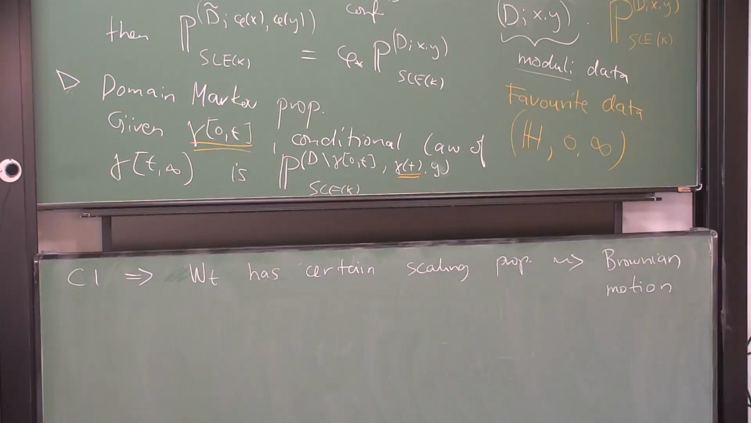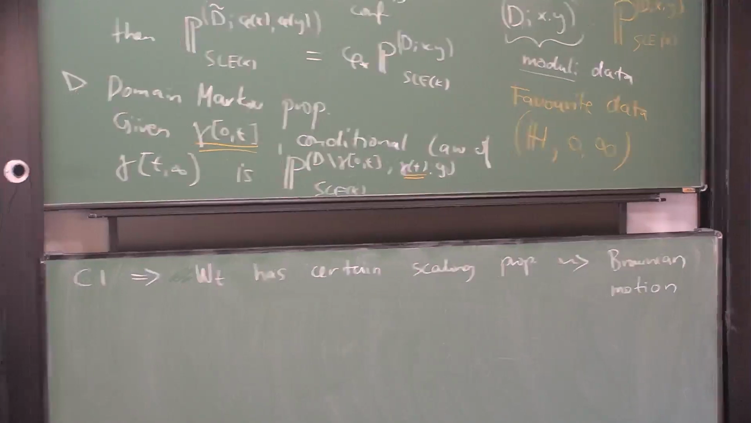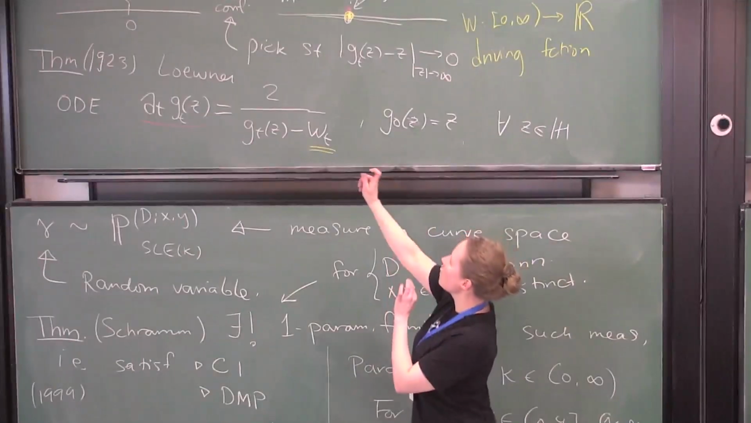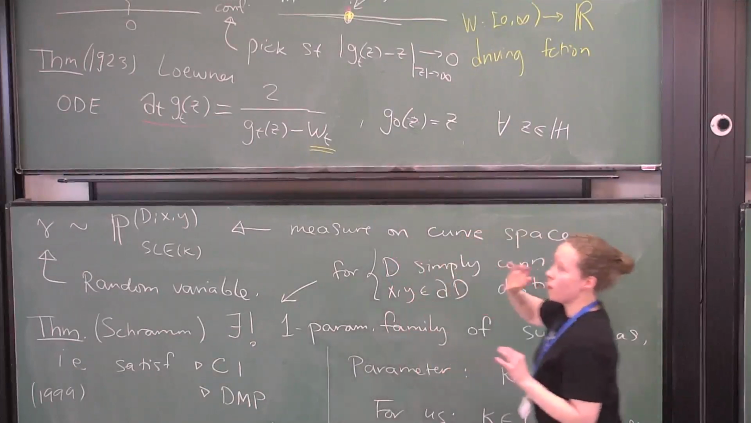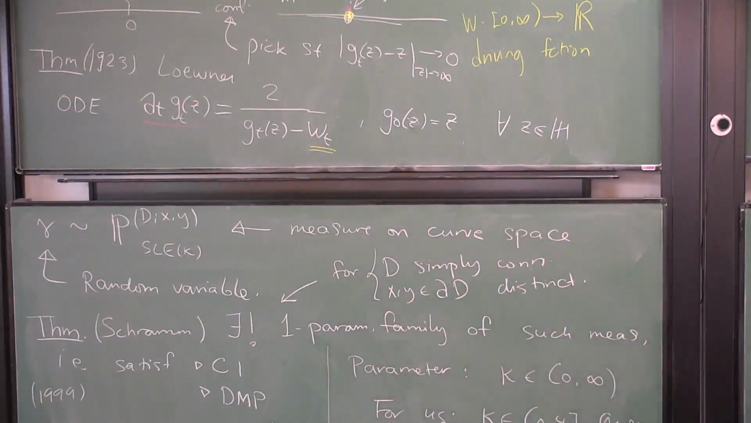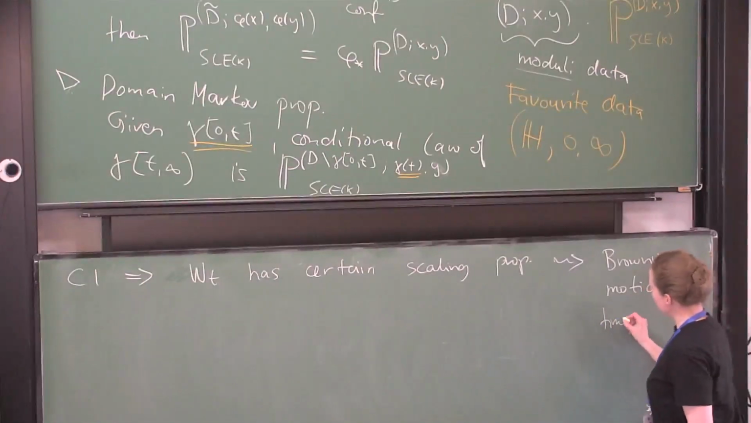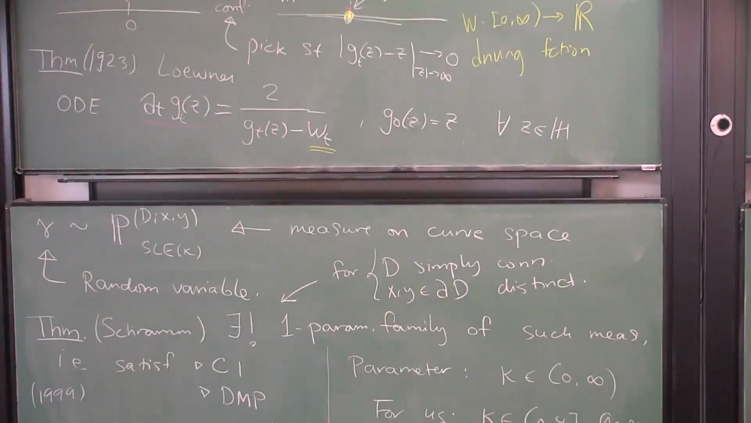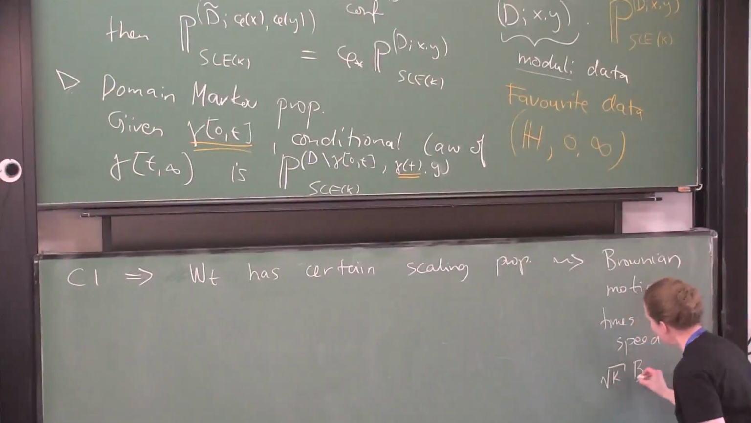Well, something that has some correct scaling, and also this Markov property, which is about the exploration: if you explore a little bit, the law is kind of similar. You can deduce that you have to get a Brownian motion, maybe times some speed. So I will call it square root kappa B_t.